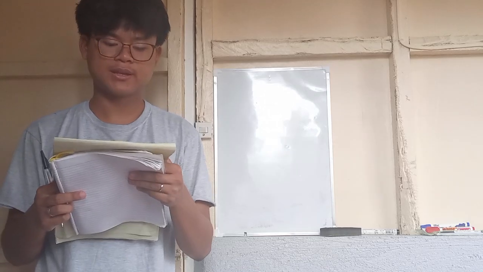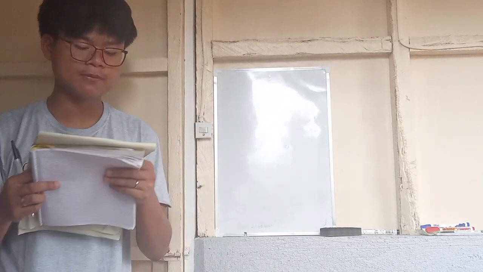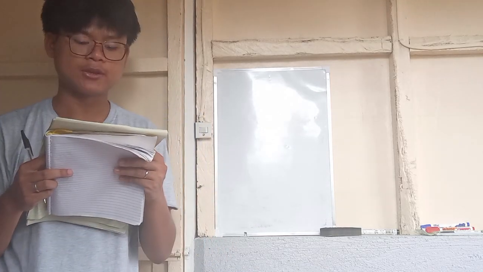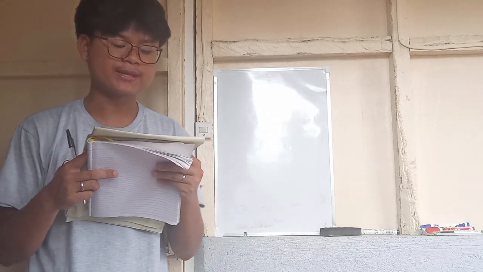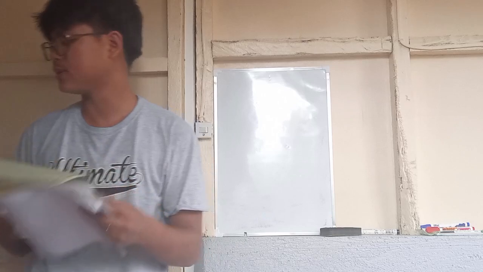So we'll proceed to the next problem. The volume of a cube is increasing at 12 meter cube per second. How fast is the side length increasing when the side is 5 meter? So we'll draw the cube.